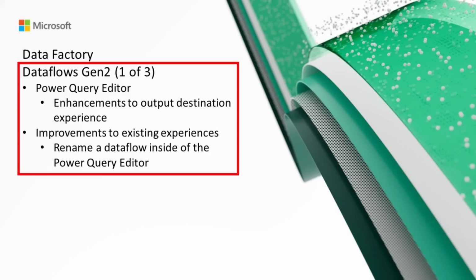For Data Factory, we're going to start with Dataflow's Gen 2 and Power Query Editor. We've got a couple of enhancements. For the output destination experience, we have autofix column names during the mapping of columns dialog, as well as autofix data types during the mapping of columns dialog. You can also rename a data flow inside of the Power Query Editor. This is a similar experience to the other artifacts inside of Microsoft Fabric, and you can now change the name of a data flow Gen 2 inside of the Power Query Editor.